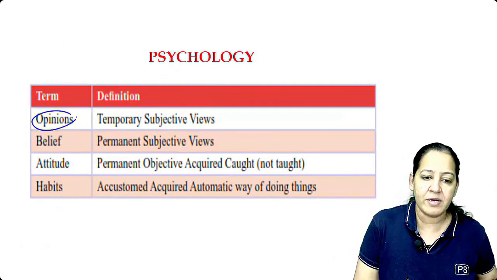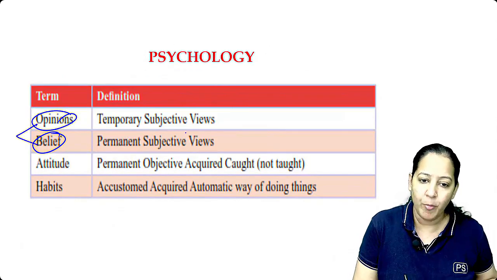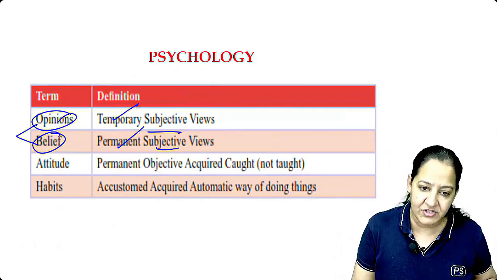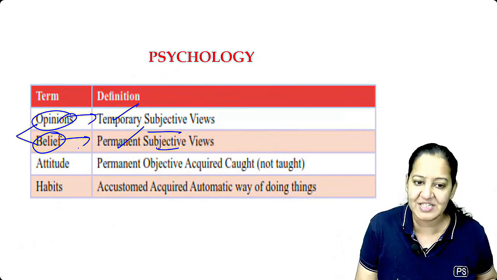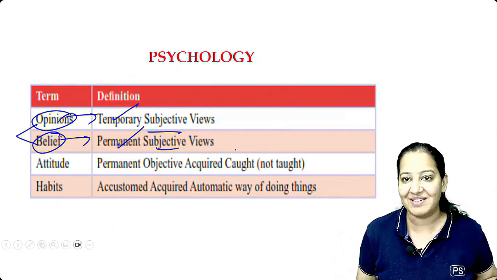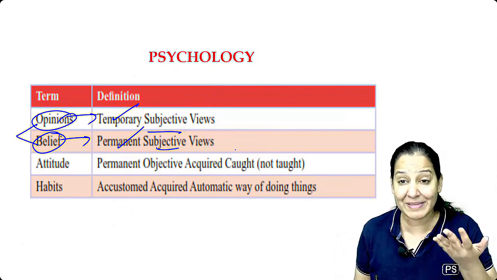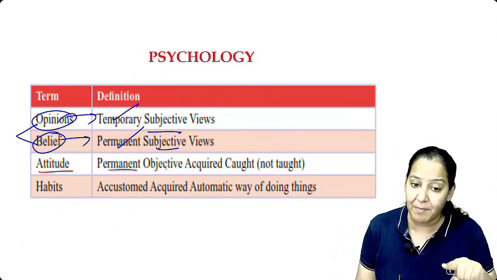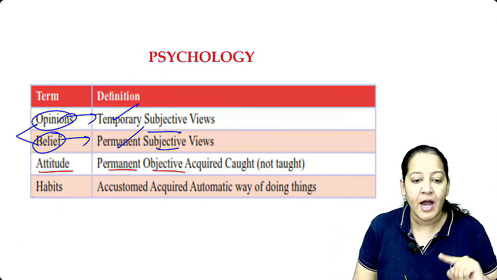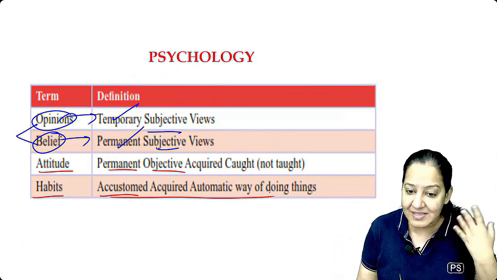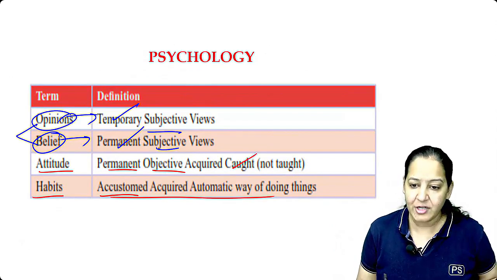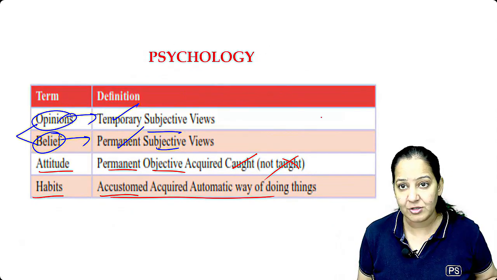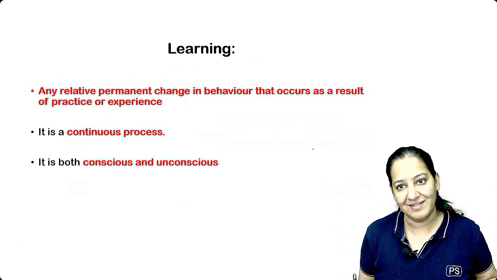So tell me, what is opinion and belief? Opinion and belief both are subjective views. Subject to subject, they vary. And this is temporary, this is permanent. I mean, opinion is temporary, belief is permanent. Attitude is permanent. But this is objective, not subjective. And what are habits? Accustomed way of doing a thing. The attitude is caught, it's not taught. So please understand the meaning of all four.